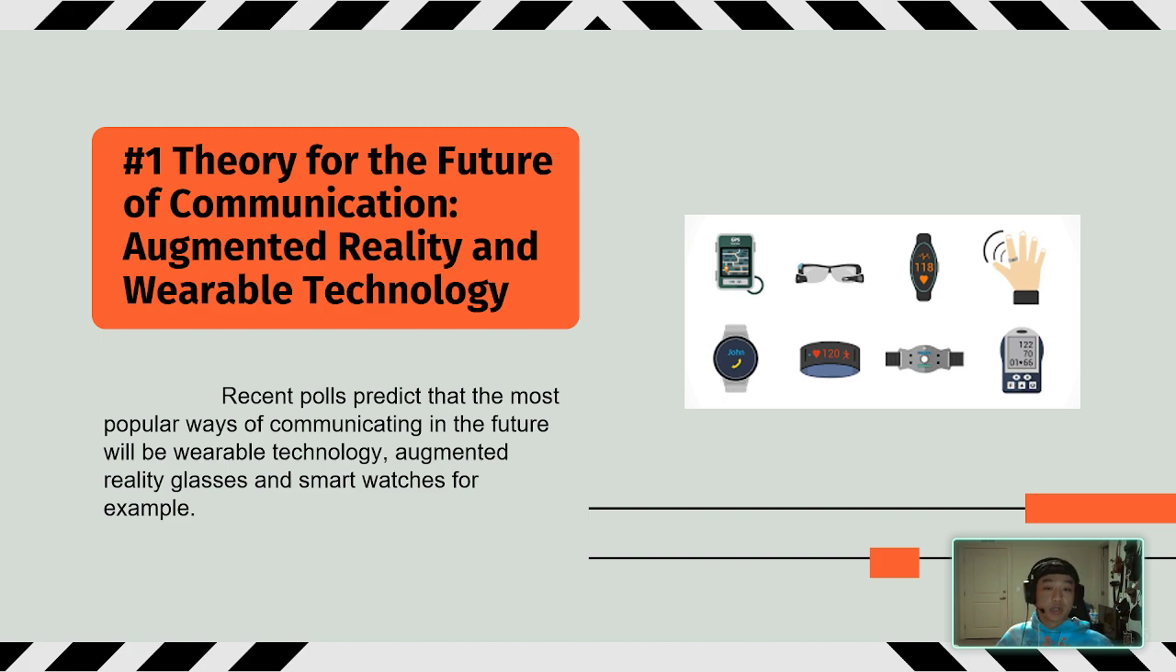So, the number one theory for the future of communication is really augmented reality and wearable technology. Recent polls have predicted that the most popular ways of communicating in the future will be wearable technology, augmented reality, and smartwatches, for example. Over here, a while ago they came out with Google Glasses that never really became a thing, but the idea of it is what we're going to be talking about today. Here's like a Fitbit kind of almost, Apple Watches, but yeah.